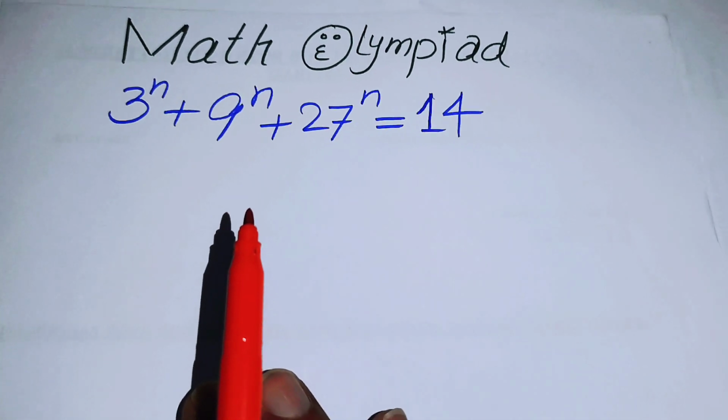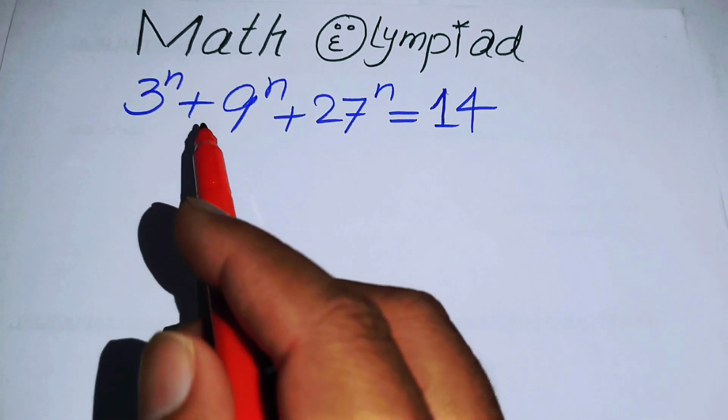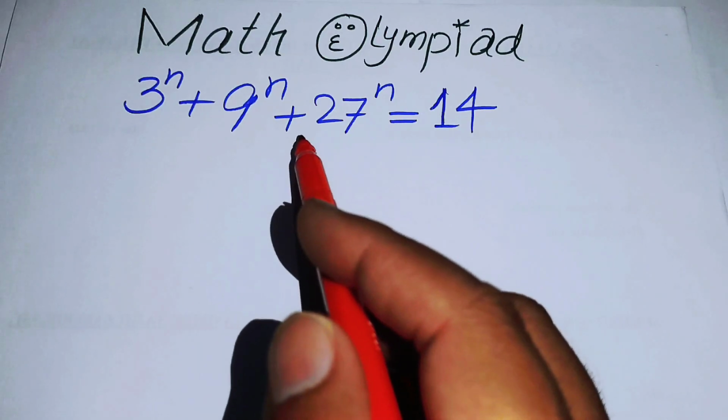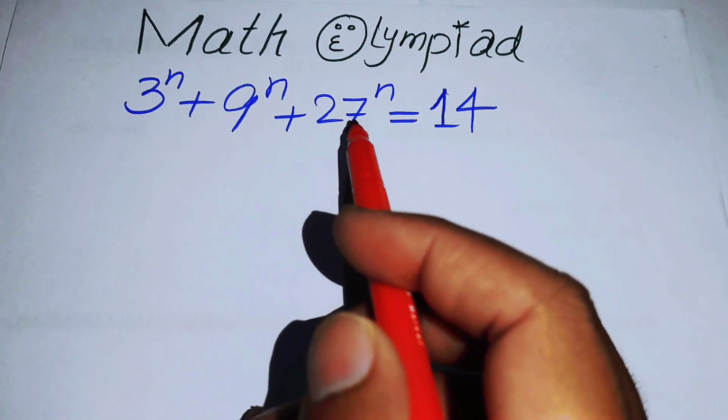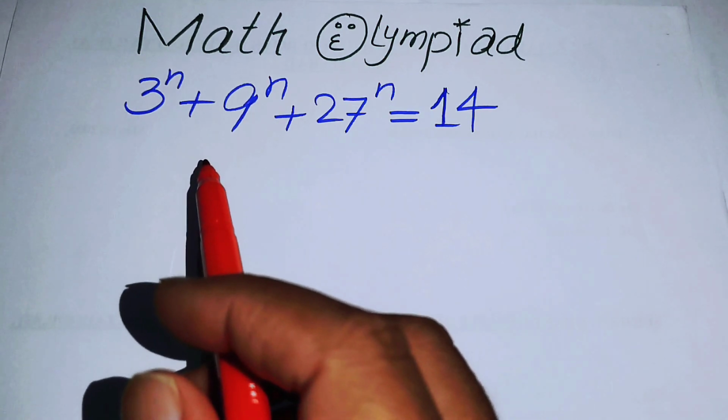In this video we are going to solve this nice algebra problem, and here we have 3 to the power of n plus 9 to the power of n plus 27 to the power of n is equal to 14, and we will solve this problem for the values of n.